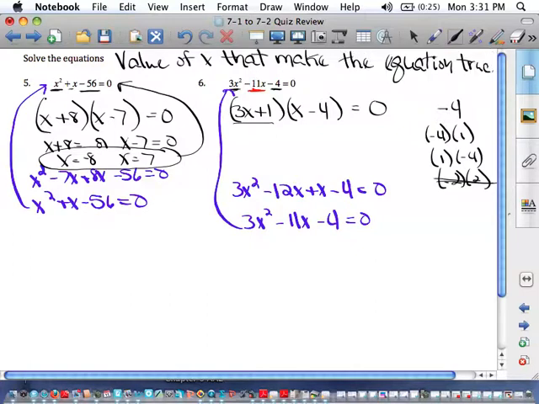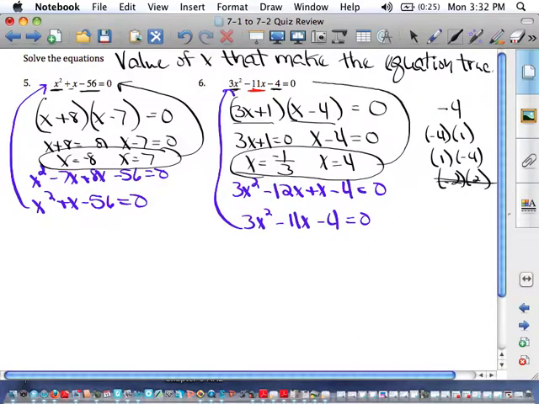So then I look at my two factored terms, and I know that either 3x plus 1 equals 0 or x minus 4 equals 0. So solve each of these for x. So when x is equal to -1/3 and when x is equal to 4. Those are the two solutions. Again, if I substitute those into that original equation, that would make that original equation true. So the expression on the left would be equal to 0.